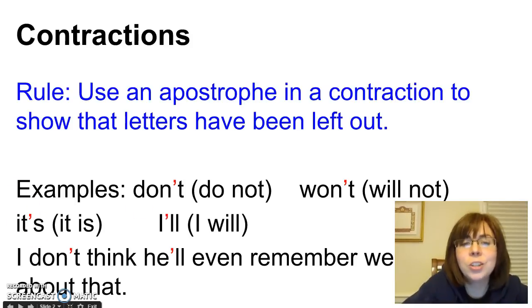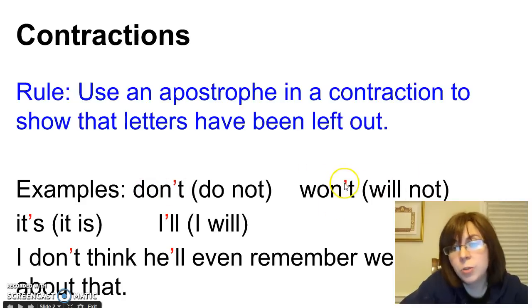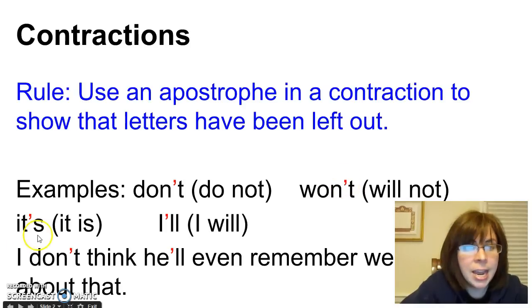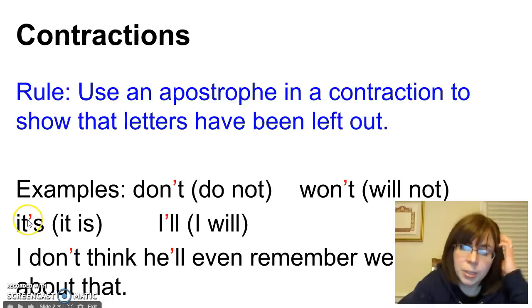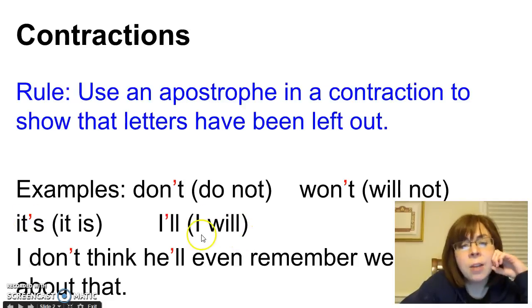So for example, for don't, when I put my apostrophe right here, I take out the O from do not. Won't, I put my apostrophe between the N and the T, taking out the O as well. It is, it's: the apostrophe in this case is replacing the I. And I'll, I will: in this case, the apostrophe is replacing the W and the I.